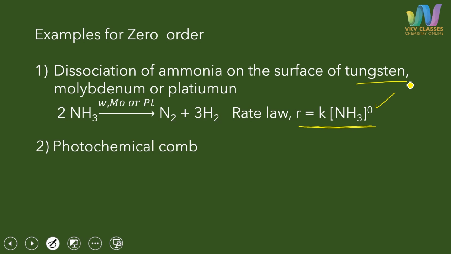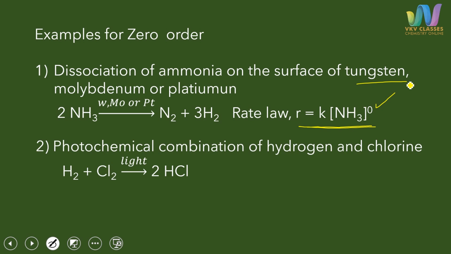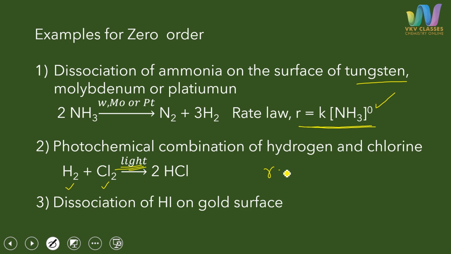Another is photochemical combination of hydrogen and chlorine. Hydrogen and chlorine combine to form HCl. This reaction takes place only in presence of light, and this again is independent of the concentration of hydrogen and chlorine, and is an example for a zero order reaction. Here again R will be equal to K into [H2] power 0 into [Cl2] power 0.